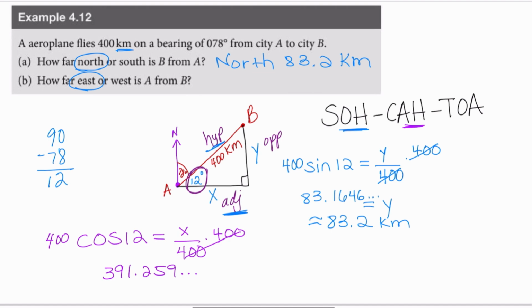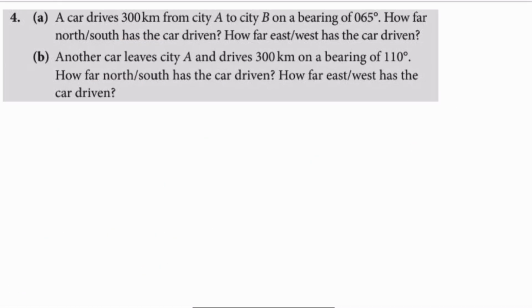But the idea is that then we're going to round to 3 significant figures, because that's what the IB exam says to do: leave the answer exact, or 3 significant figures unless told otherwise. So in this case, I have figured out that I have traveled east 391 kilometers. Okay, so let's go ahead and try this problem.